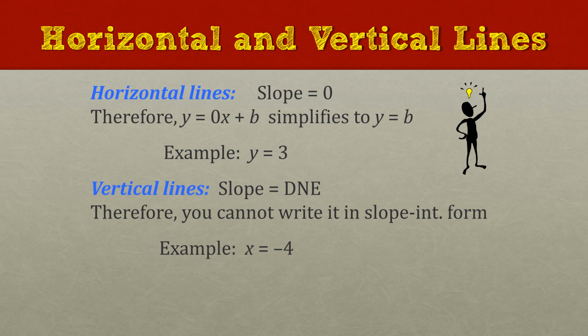All horizontal lines have the equation y equals some number, because it's all the points with a y value of, let's say, 3. All vertical lines have the equation x equals some number, in this case -4, because it's all the points with an x value of -4. You will get those confused.